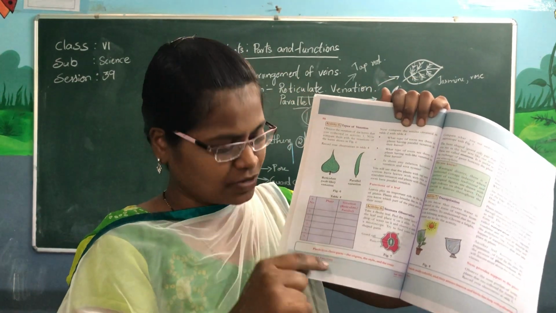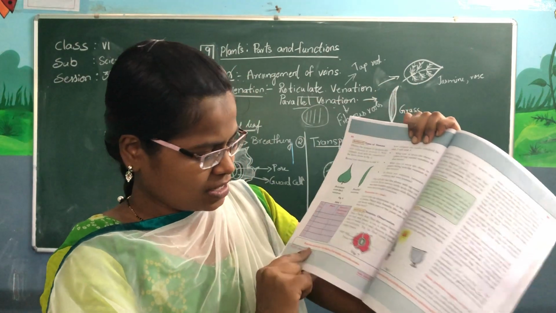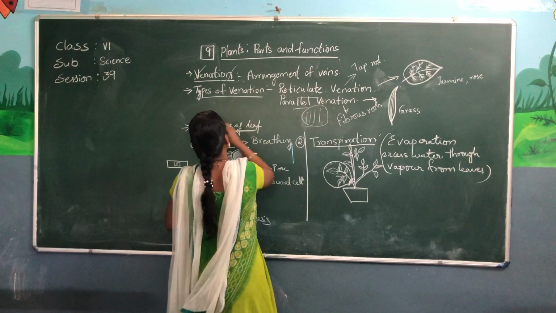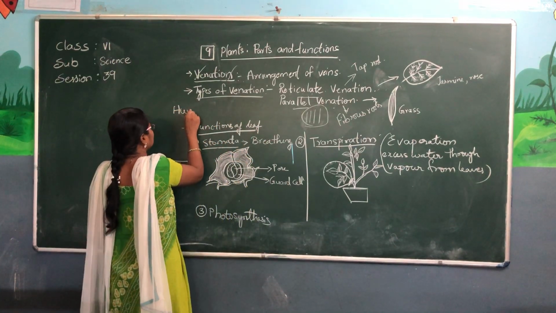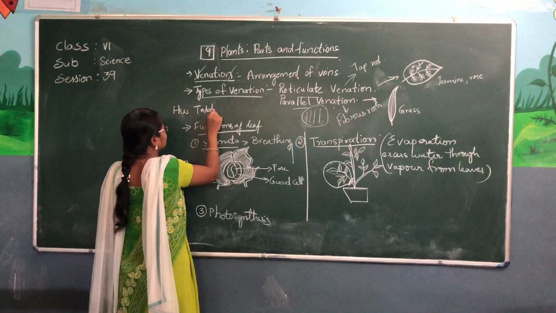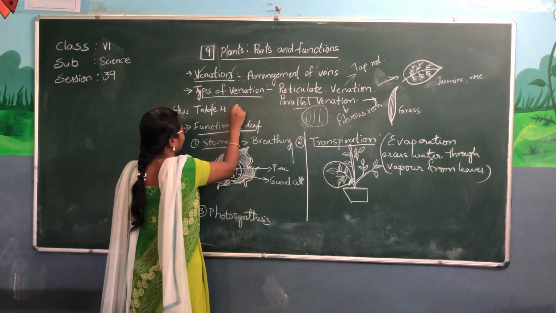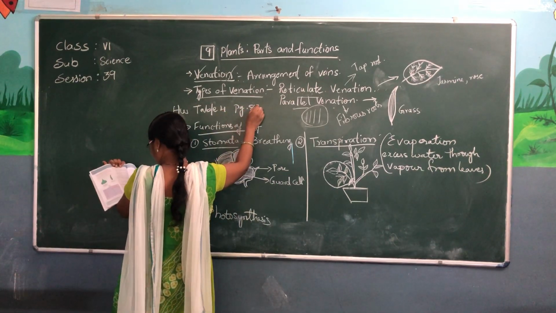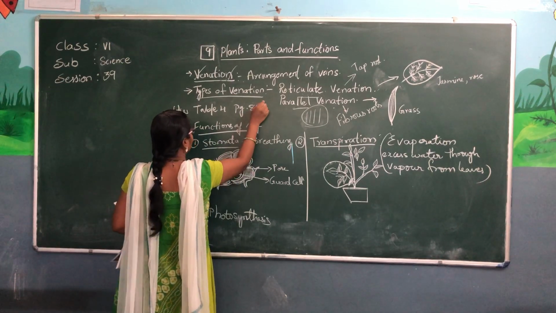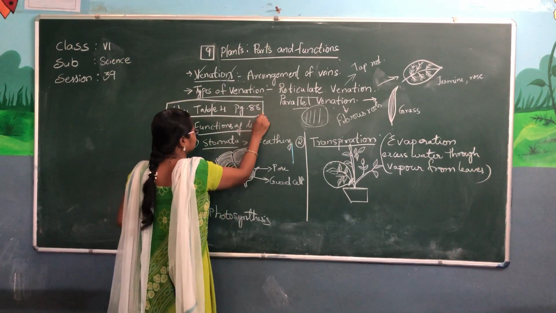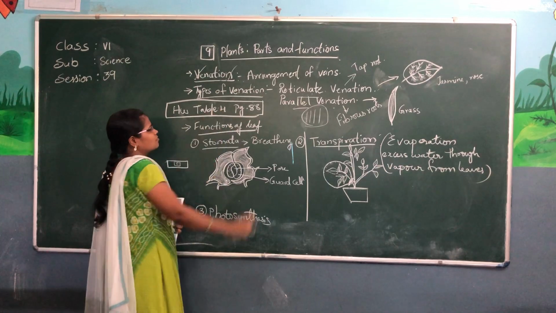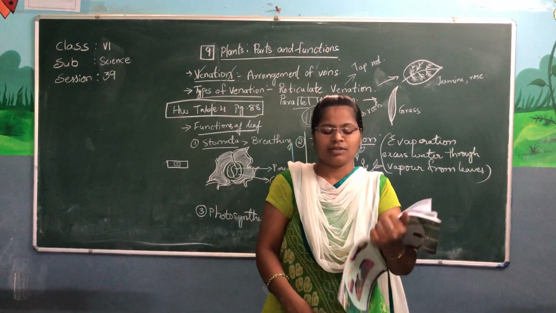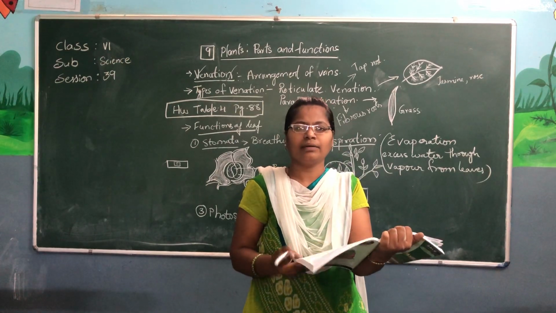Table 4 from page number 88. Table 4 is homework. Okay? This is your homework. Okay, children? Read once again your textbook. Okay? Thank you.